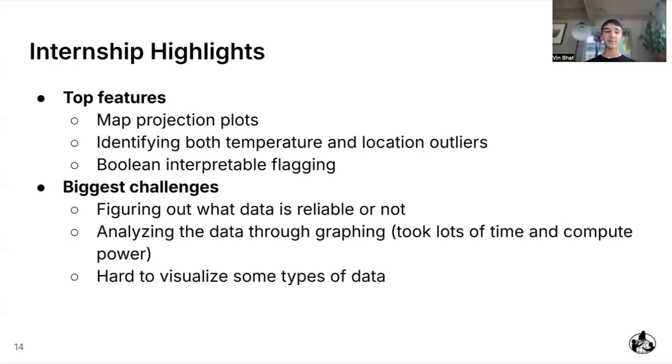Some of the highlights of our internship include top features like map projection plots, identifying both temperature and location outliers, and Boolean interpretable flagging. Some of our biggest challenges included figuring out what data is reliable or not, analyzing the data through graphing, and also some of the data was hard to visualize.